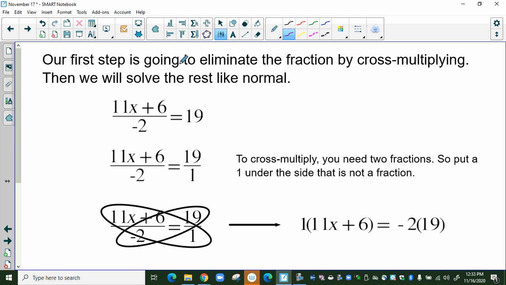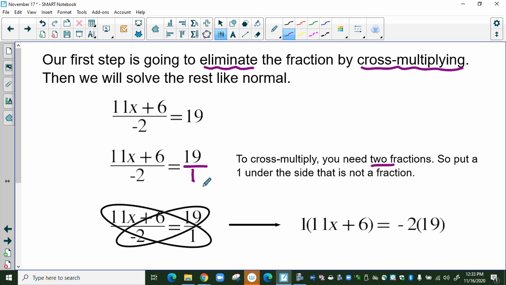Our first step is going to be to eliminate the fraction. We're going to get rid of the fraction right away, and we're going to do that by cross multiplying, and then we're going to solve the rest like normal. So here's an equation, 11x plus 6 over negative 2 equals 19. And I want this part to not look like a fraction anymore, because I wouldn't even know what to do with this, right? So to cross multiply, you really need to have two fractions. So what we're going to do is take the side that's not a fraction, and we're going to put a 1 underneath and create a fraction.